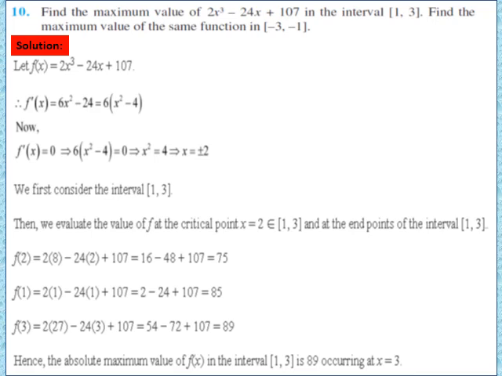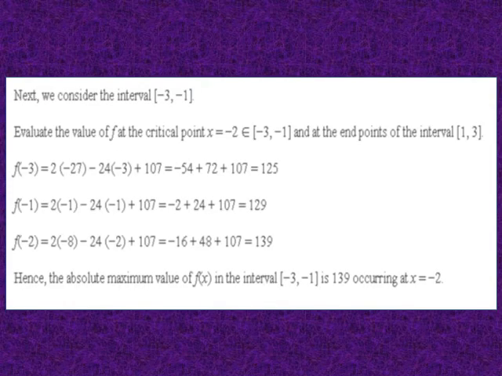So f(2) is equal to 75, f(1) equals 85 and f(3) is equal to 89. So here we can see that the maximum value, or the absolute maximum value, is 89 at the point x equals 3. Now we have to consider the other interval [-3, -1].